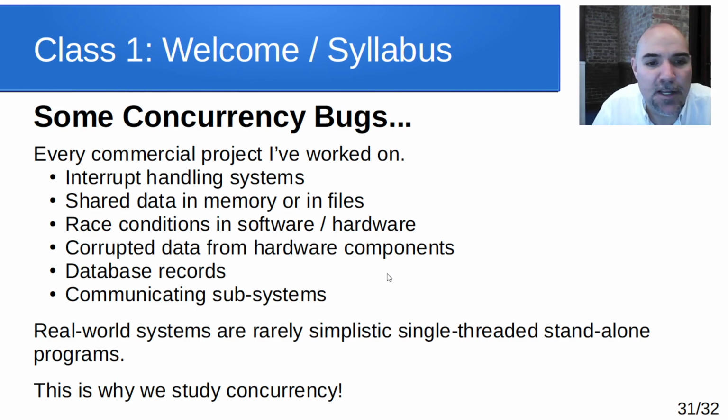Anytime you have shared data in memory that can be touched by more than one process or an interrupt handler and other things, you've got to be careful with it. Anytime you have 2 programs that are looking at the same file, like a web-based system or something that's running in the cloud, you have race conditions where one thing is modifying something and another thing is using that thing that's been modified, which is a case where you have to be careful. Corrupted data from hardware components.